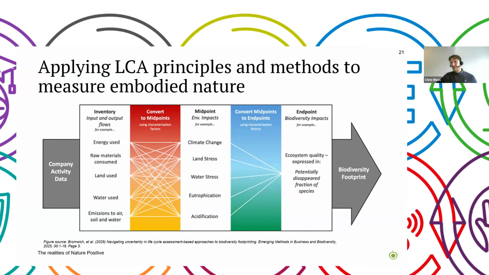We can think about our embodied impacts, and we can think about a method for addressing them such that we can think about the inputs: the energy used, the raw materials used, the land we use, the water we use. We can convert these to a range of different midpoint impacts associated with land stress, water stress, eutrophication potential, etc. And we can use tools to come to an end output, an end impact, which is often expressed as the potentially disappeared fraction of species per year. Next slide, please.